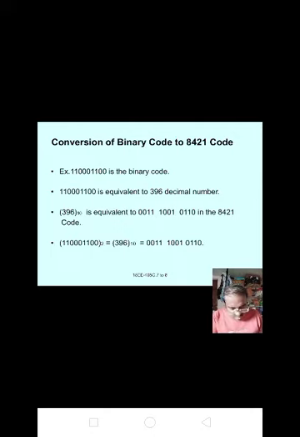Next, 001110010110 base 2 is the question. Here also we make groups of 4 bits. 0110 is one nibble, 1001 is one nibble, 0011 is one nibble. 0110 is 6, 1001 is 9, 0011 is 3. The answer is 396.